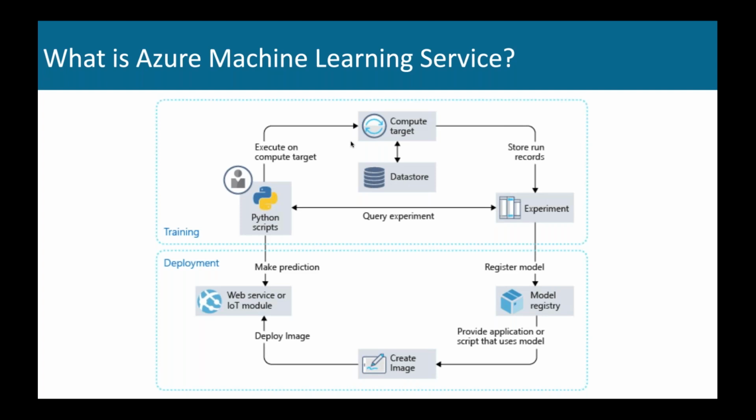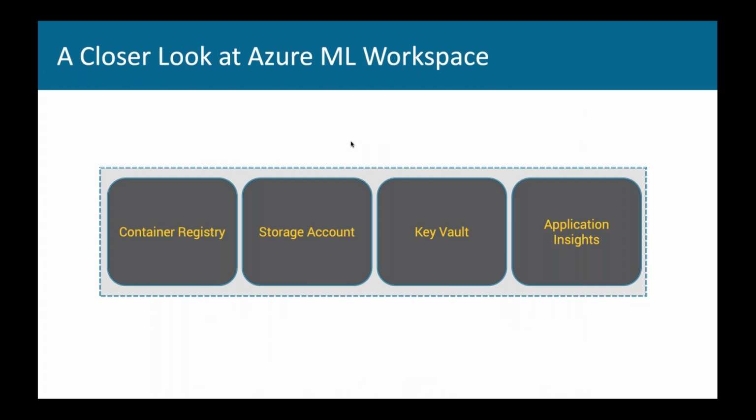And when it comes to inferencing and deployment, the obvious choices are ACI, which is Azure Container Instance, Azure Kubernetes Service, or Azure IoT Edge, which is going to run the container as an IoT module. So at the front and center of Azure ML, there is something called an ML workspace. The ML workspace is a subset of an Azure Resource Group.